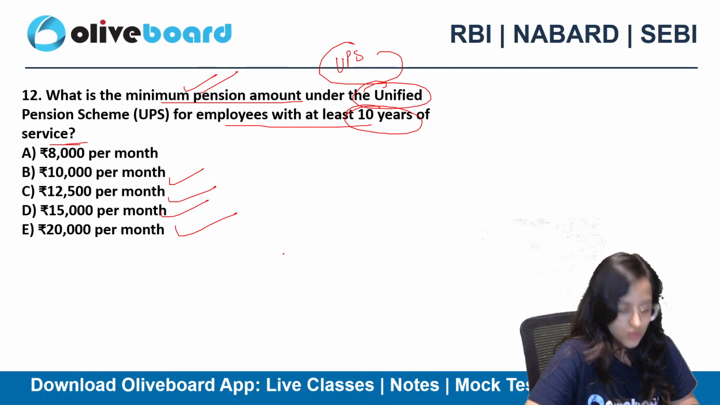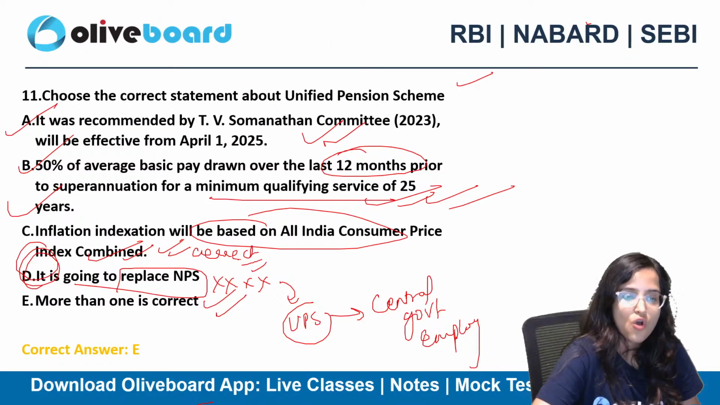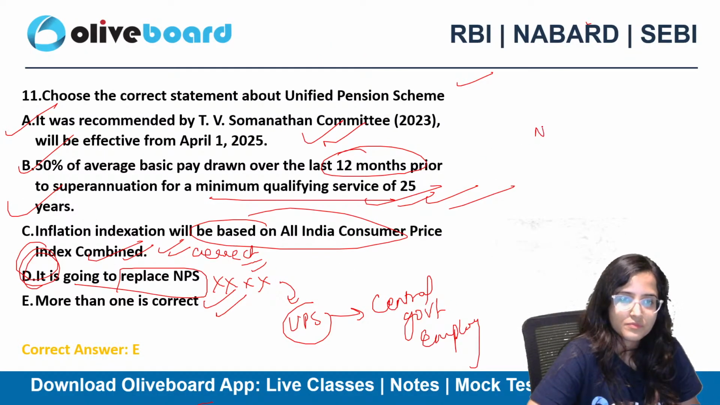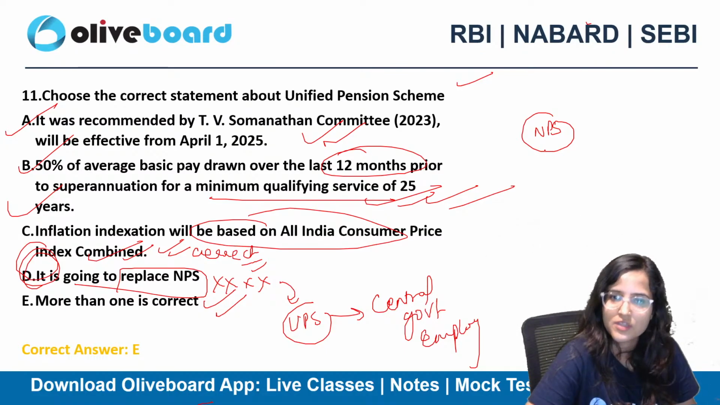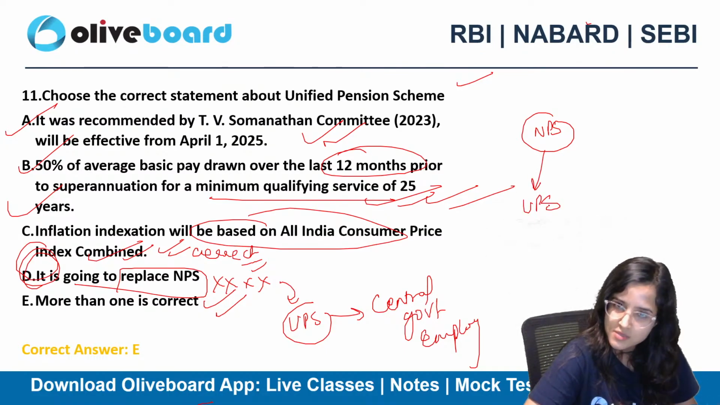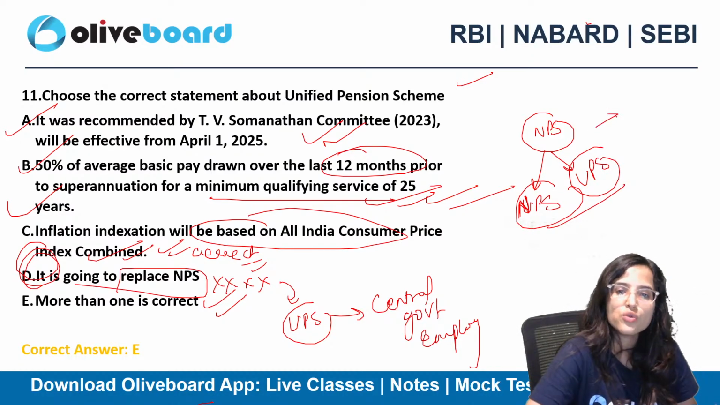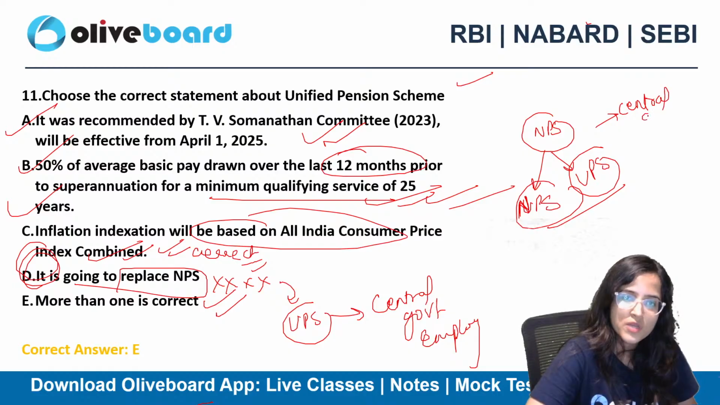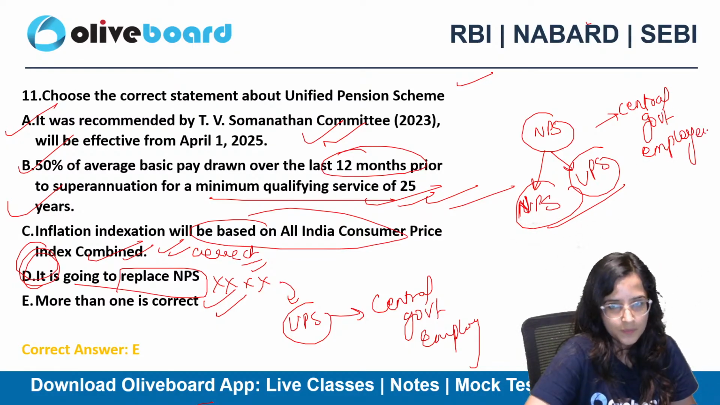See, I told you, I think you joined late, Shinchan. In case of NPS, the central government employees will have a choice whether they want to continue with NPS or they want to switch to UPS. And this is applicable only to the central government employees. It's not for everyone, UPS.